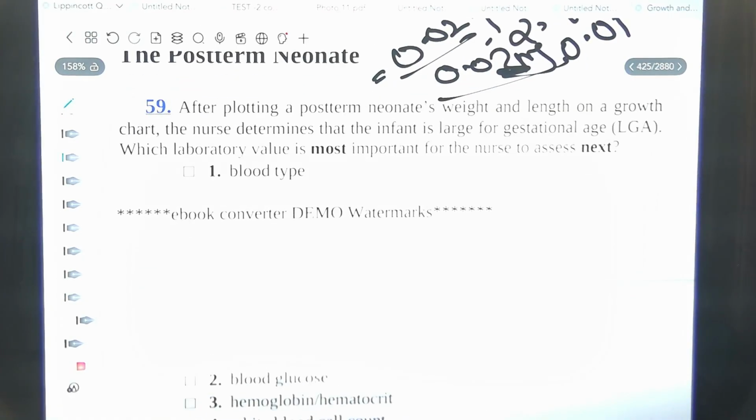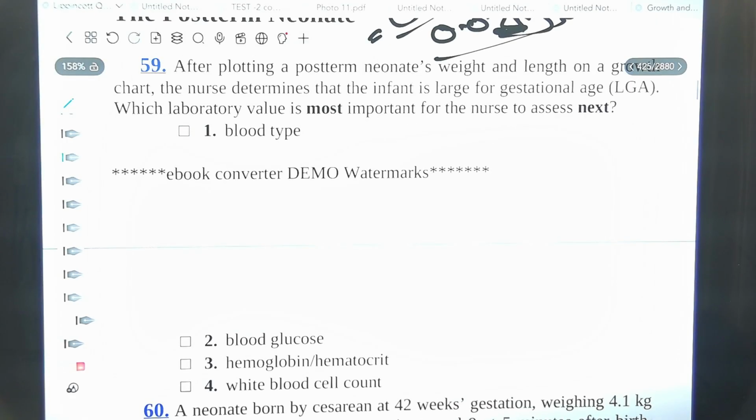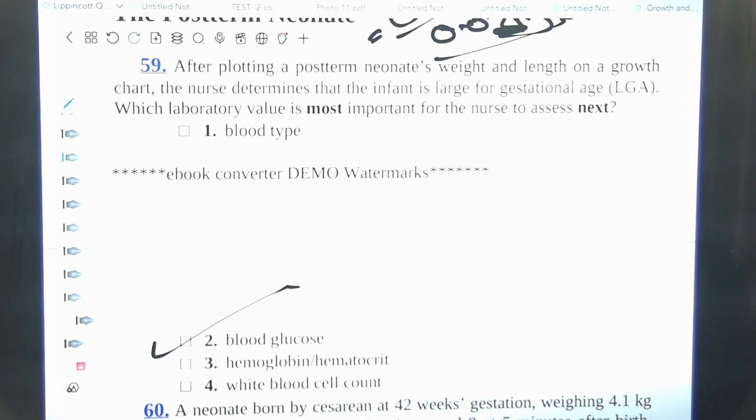Next question. After plotting a postterm infant's weight and length on a growth chart, the nurse determines that the infant is large for gestational age. Which laboratory value is most important for the nurse to assess next? If the baby is large, we have to monitor the blood glucose level, because if the mother has gestational diabetes, in that condition such large-weight babies are born. So we have to measure the blood glucose level, and babies born to mothers with gestational diabetes have hypoglycemia for some time. So we have to measure the blood glucose level of the infant also.